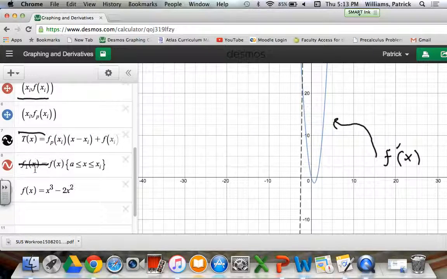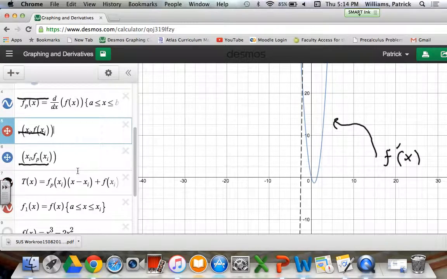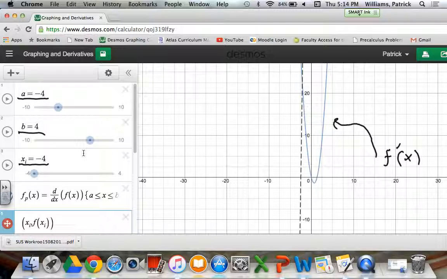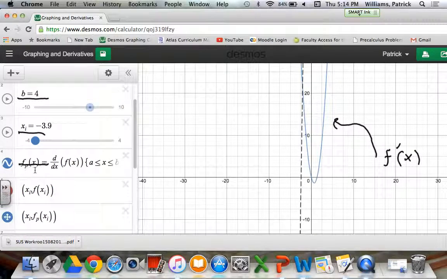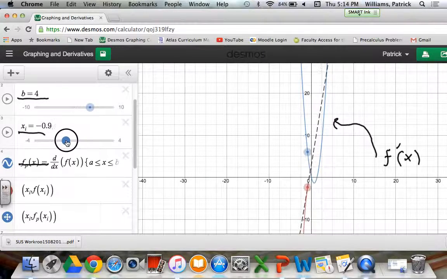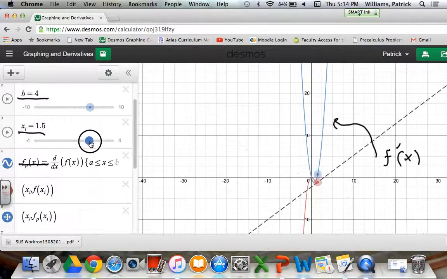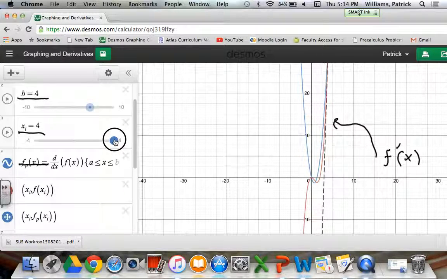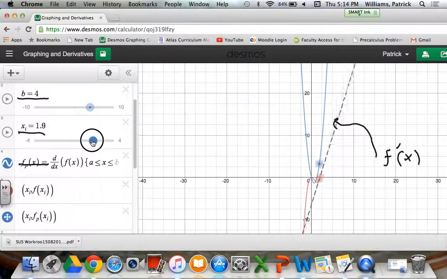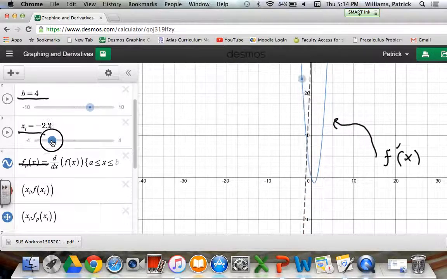If I go to animate this, we'll see the actual function would look something like this. It's a cubic, okay? So remember what this is telling us, okay?